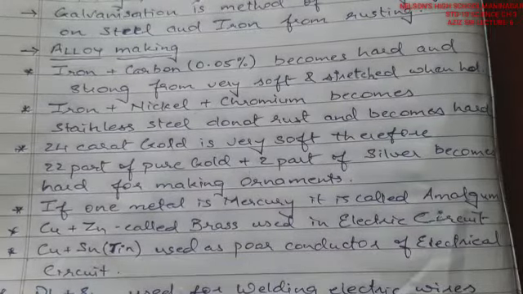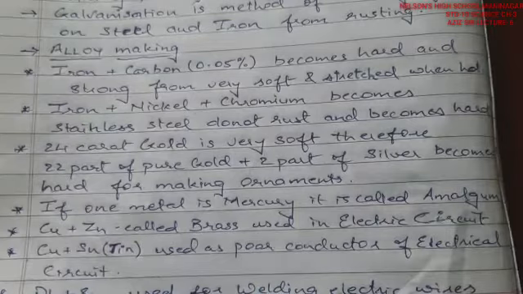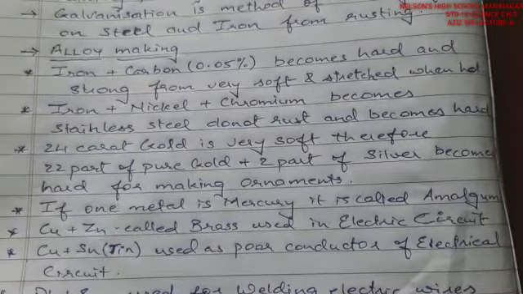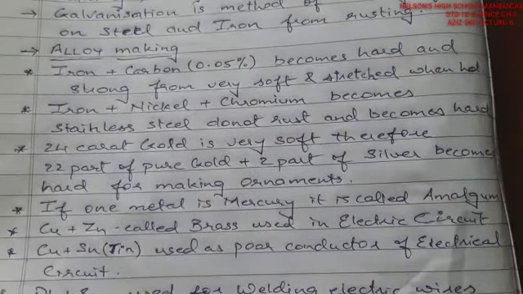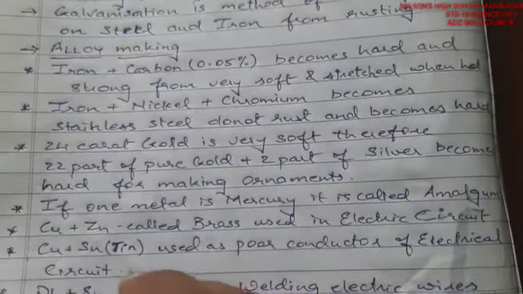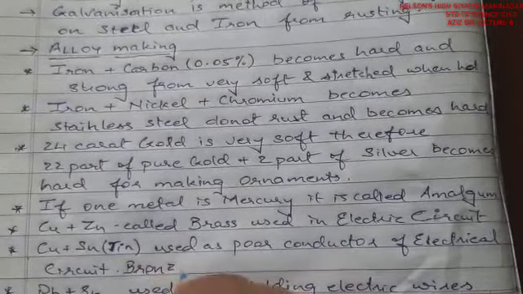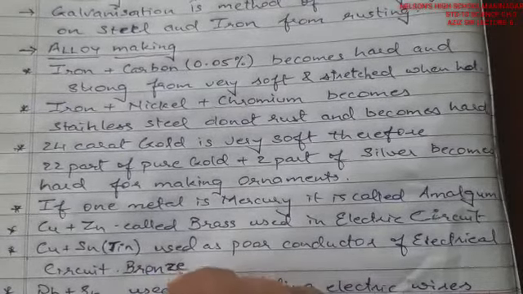Copper plus tin is used as a poor conductor in electrical circuits, where we do not require a high amount of current to be passed. We use this particular mixture that is known as bronze. This particular mixture is basically called bronze. So this mixture is bronze.